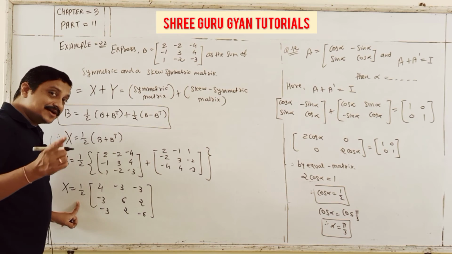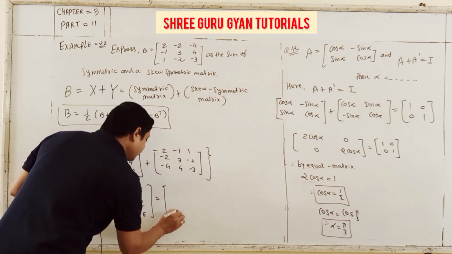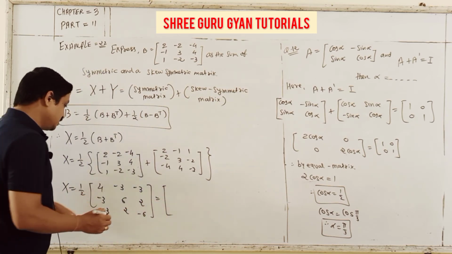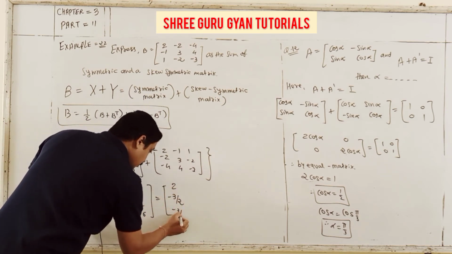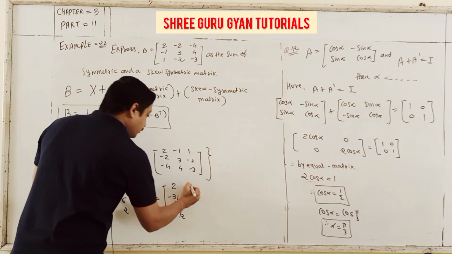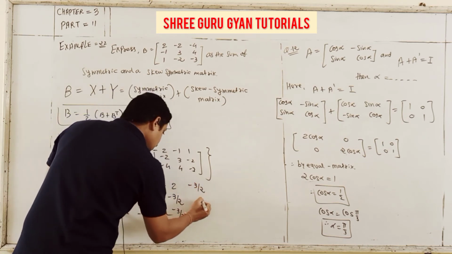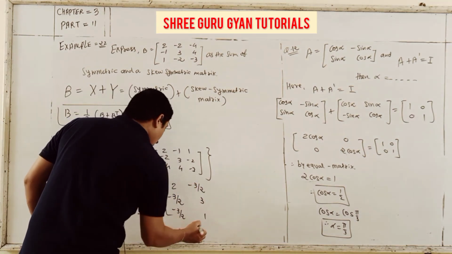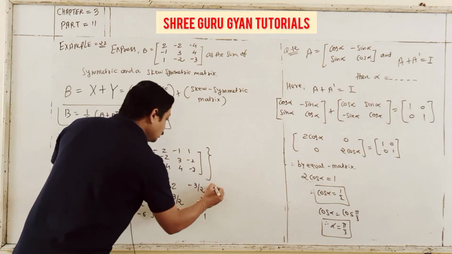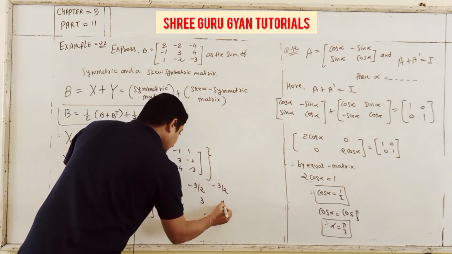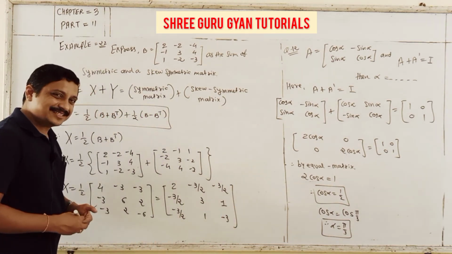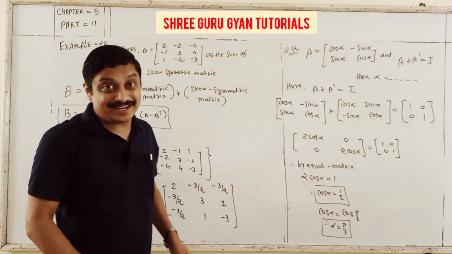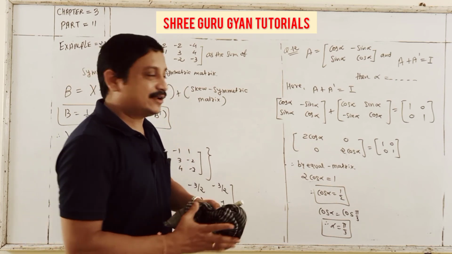Now it will be divided by 2 to every data. Divide by 2. So here 2, minus 3 by 2, minus 3 by 2. Same, minus 3 by 2, 3 (2 3 is a 6 divided by 2), and here 1. Again minus 3 by 2. Next 1, and last 6 divided by 2, it is minus 3. This is your first data, done for the symmetric portion.